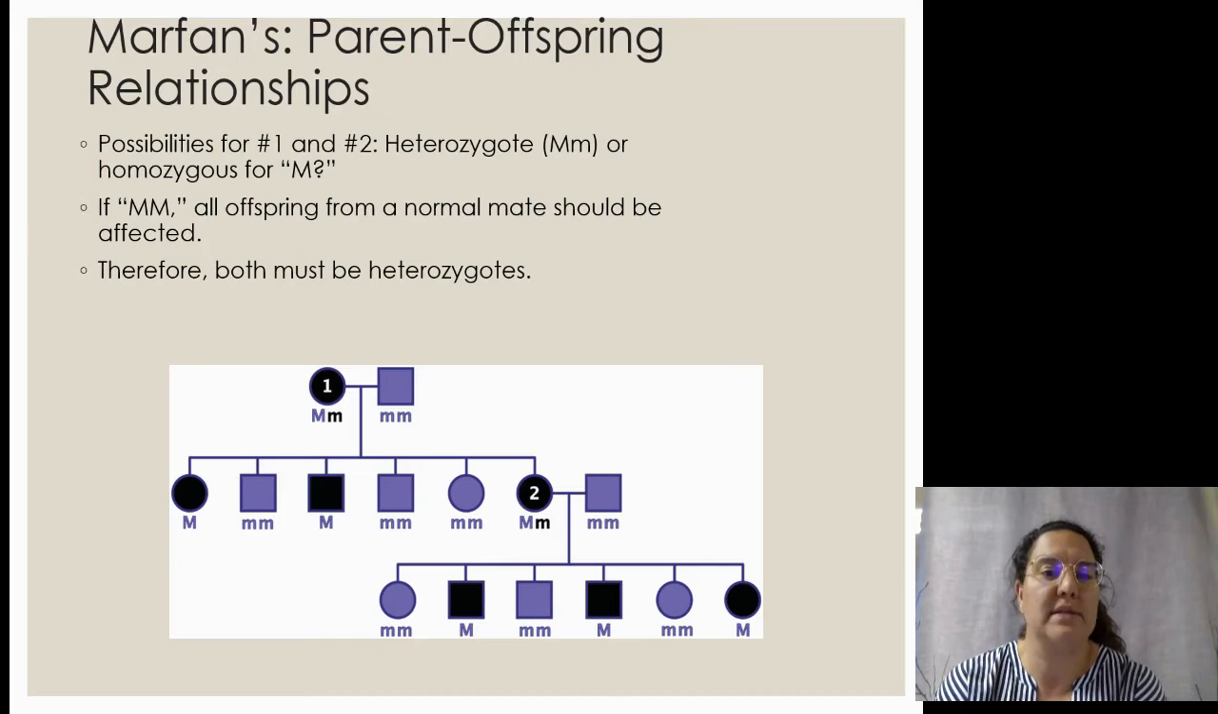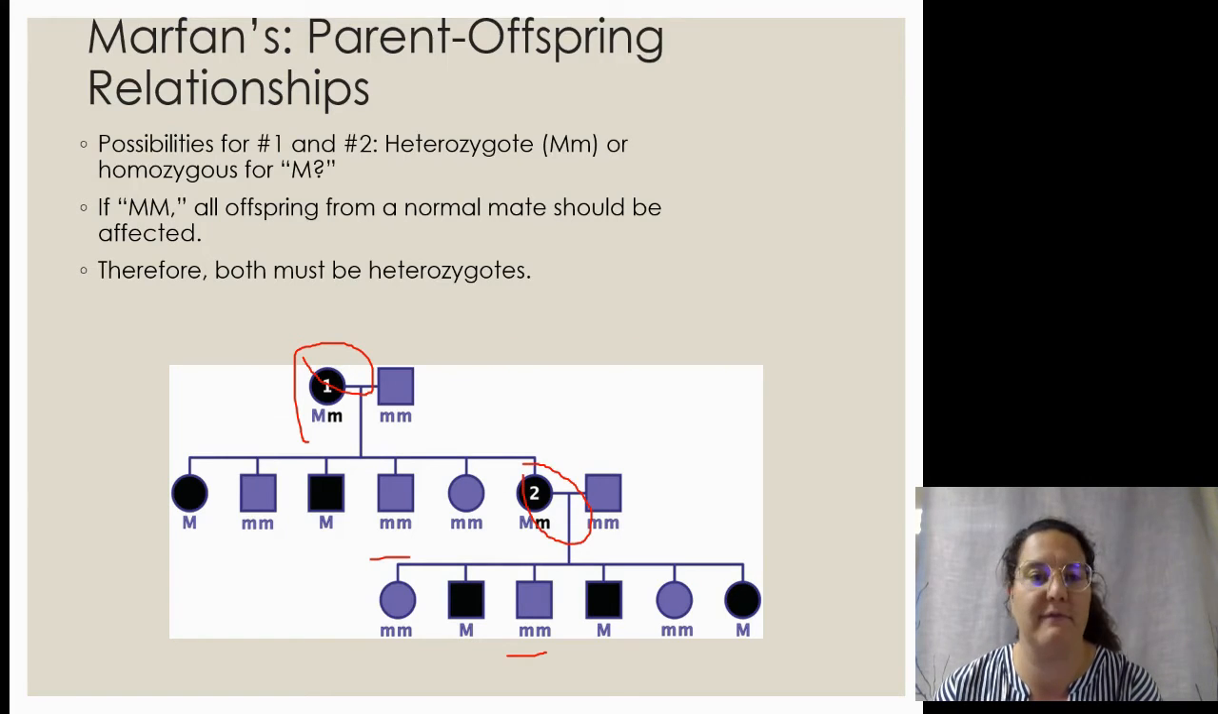Then there are probabilities to be heterozygote or homozygote dominant for Marfan syndrome. If they're homozygous dominant, all the offspring from a normal mate should be affected. So therefore, both individual 1 and individual 2 must be heterozygotes because they have normal children. If they had 2 dominant alleles, they would have to pass on the dominant allele and all of their children would be affected.